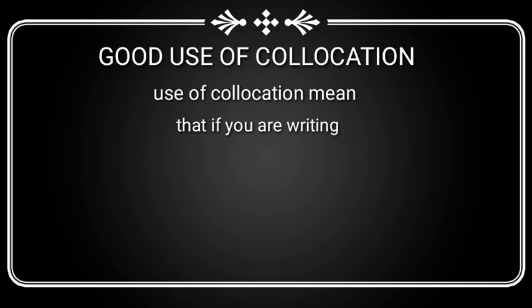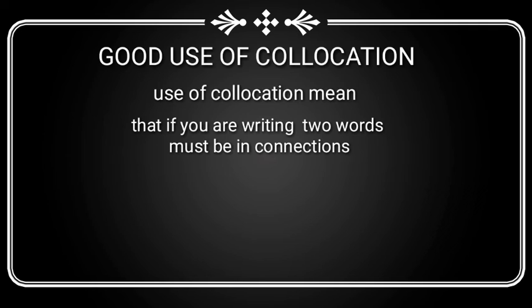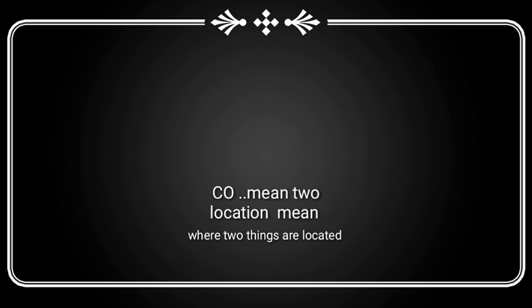And then we have good use of collocation. So by good use of collocation, we actually mean that if you are writing two words, so they have to be in connection, right? They have to be in connection. Right? अब collocation क्या होते हैं? Collocation is actually, like, if you look at the word collocation, by co you mean two, and location means where two things are located, right? तो आपकी जो दो locations है वो बहुत ज्यादा जरूरी है, ठीक है?